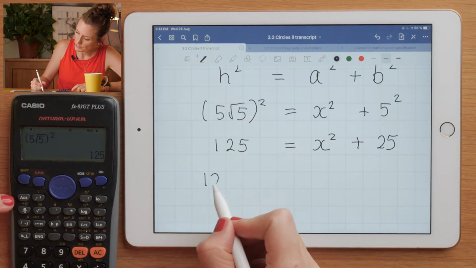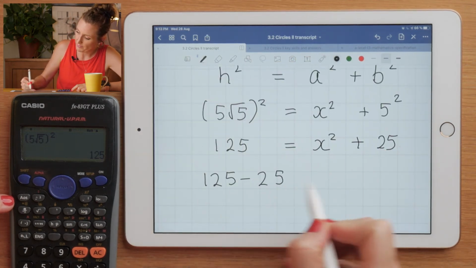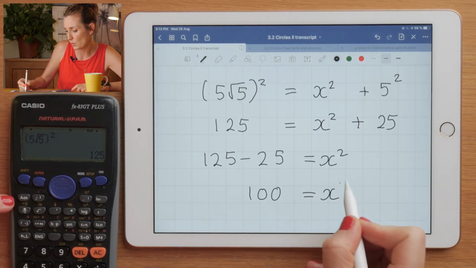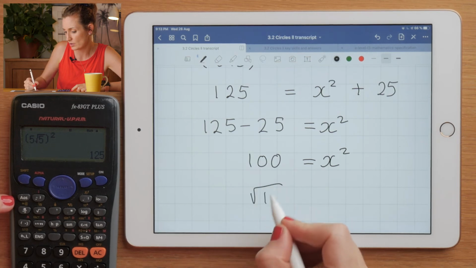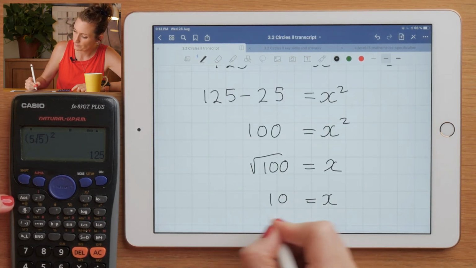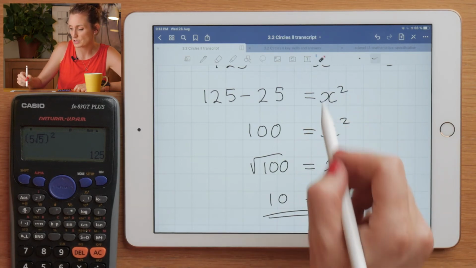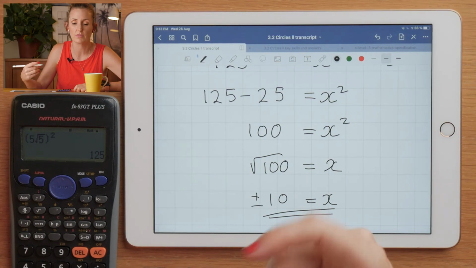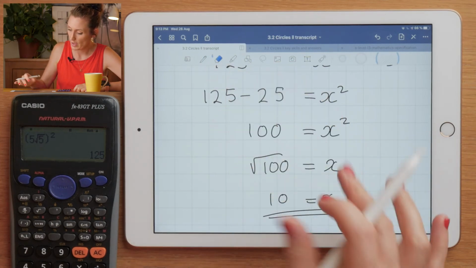So if we do 125, take away 25, that will give us x squared. So that's 100 is x squared. And so we take the square root of 100 to get x. So x must be 10. Remember, in this situation, when you're dealing with length, you don't need to take plus minus because it's impossible that length is negative. So x is 10.